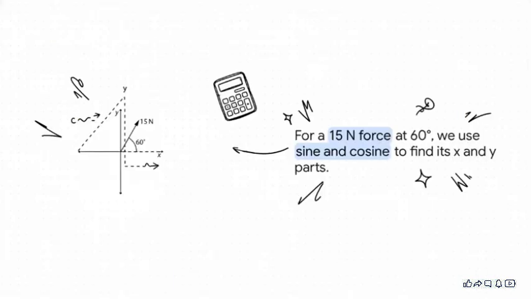Let's make this real for a second. Let's say we have a force of 15 newtons pulling something at a 60-degree angle. The horizontal part of that pull would just be 15 times the cosine of 60 degrees, which is 7.5 newtons. And the vertical part? That's 15 times the sine of 60, which comes out to about 13 newtons. See? It's literally just plugging numbers into the formulas.